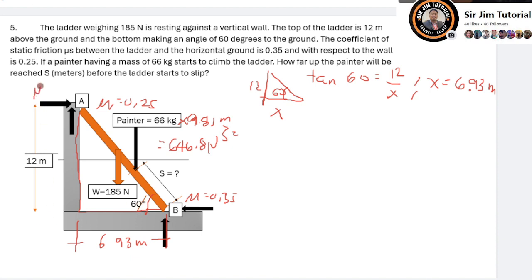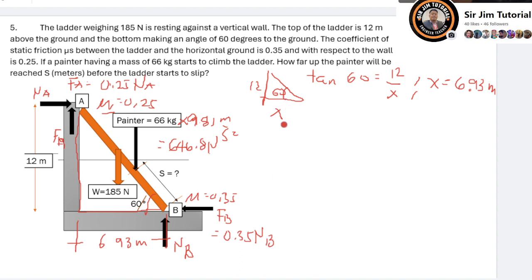So this one is a normal reaction at A. This is frictional at A. And then you have also normal reaction. No, this one is frictional reaction at B. And then this is the normal reaction at B. Okay, so we know that here, let's say friction at A is just equal to 0.25, which is the coefficient of friction at the wall, multiplied by NA. Here you have friction at B is 0.35, and then multiply it by normal reaction at B.